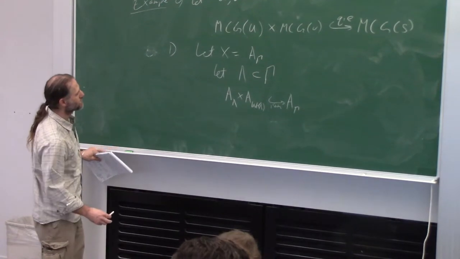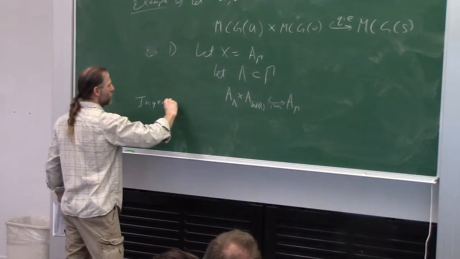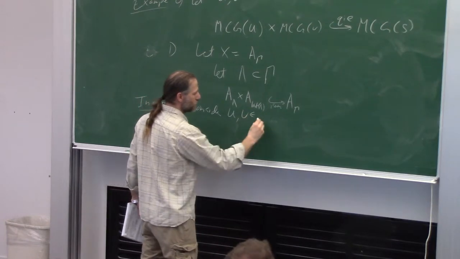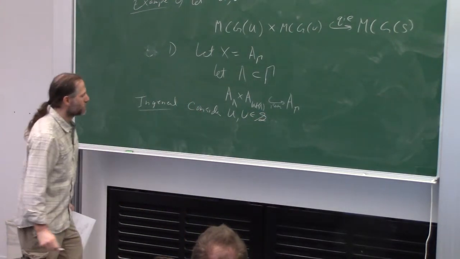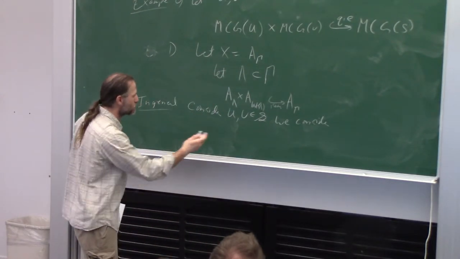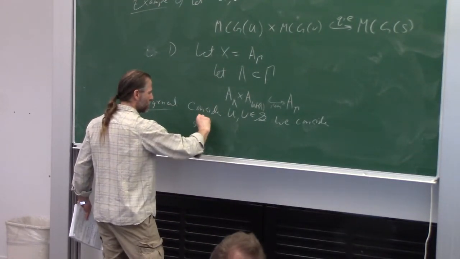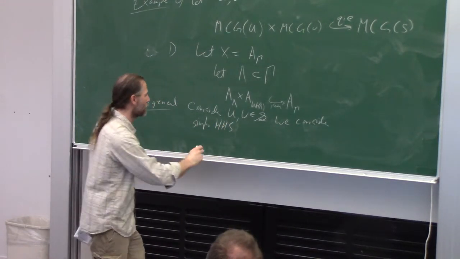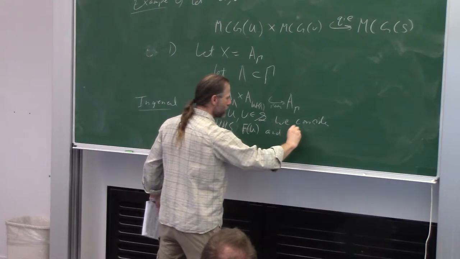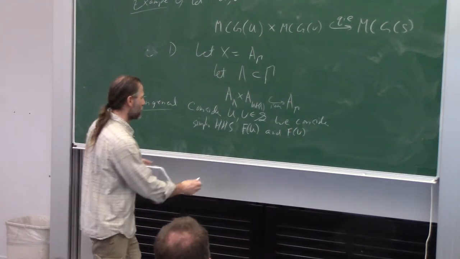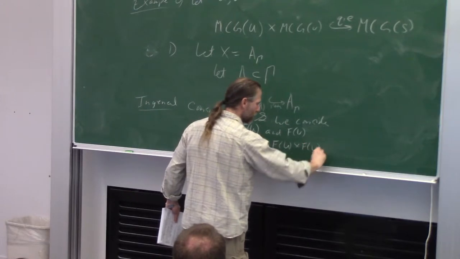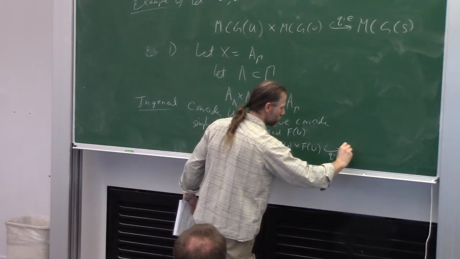So what's the general idea? In general, we can consider elements U, V inside our index set, and we consider some simpler hierarchically hyperbolic spaces, simpler in terms of complexity, which I'll call F of U and F of V. And we get F of U cross F of V, quasi-isometrically embedded into X.